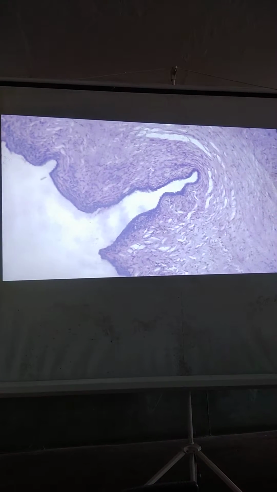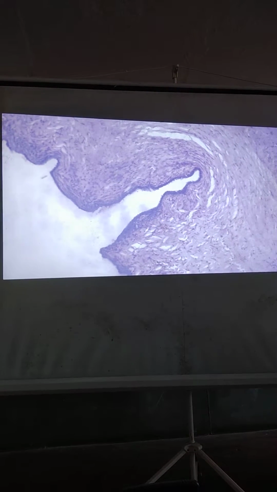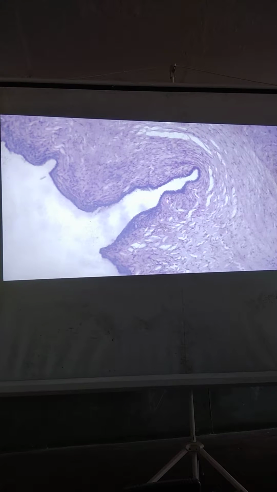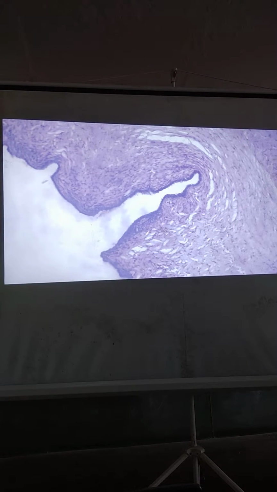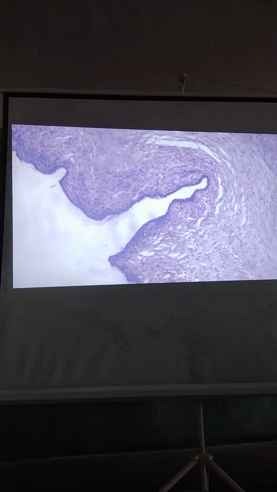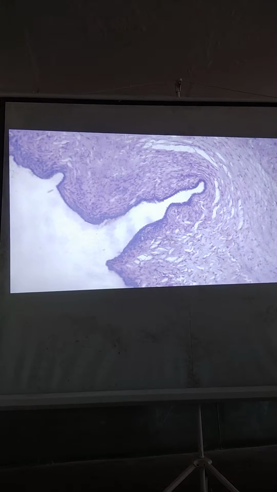You have to know how to identify them. I think you have browsed them up in your histology. Sometimes you see squamous epithelium. These are usually noted in mature teratoma or dermoid cyst of the ovary. So that is just a brief overview.